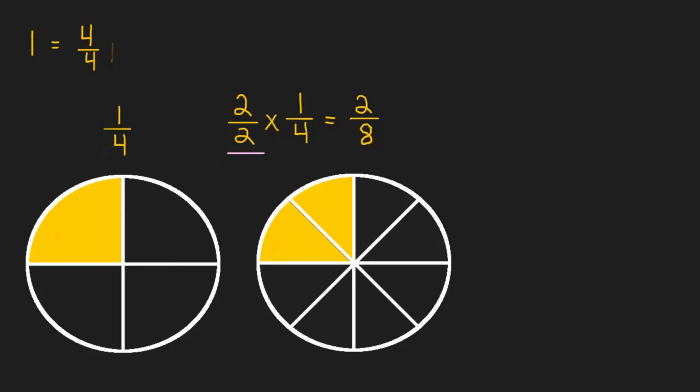The 2 over 2 is the same thing as 1, so it's like we multiplied by 1. 1 times 1/4 is equal to 1/4. So these two equations are giving us the same information, really. 1/4 and 2/8 are the exact same amount. It's just that we kind of disguised 1, so to speak, by calling it 2 over 2. But we just talked about the fact that that really is the same thing as 1.